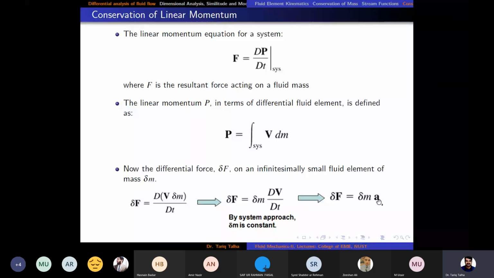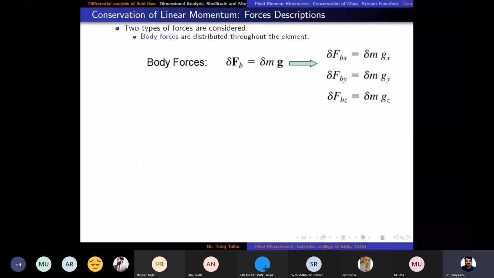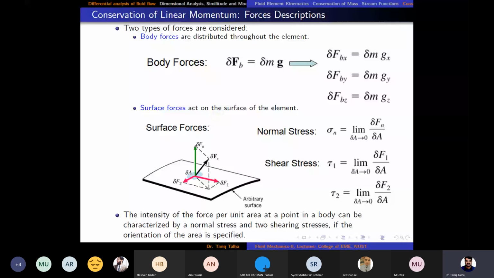Now, in the last class we discussed that there are two types of forces. The first one is the body force, which is distributed throughout the element and depends on the volume of the element on which the force is acting. We can calculate the body force as the product of delta m and the gravitational acceleration.